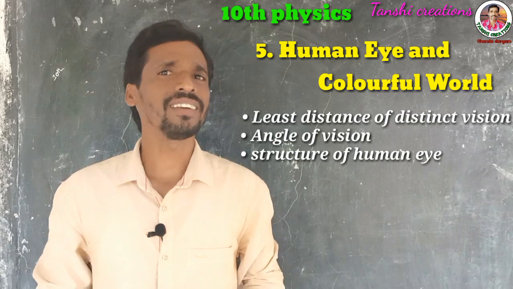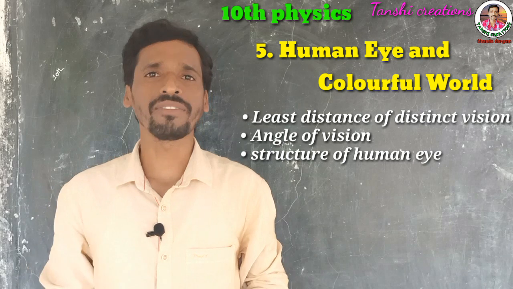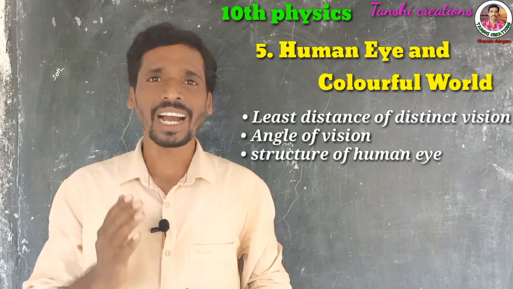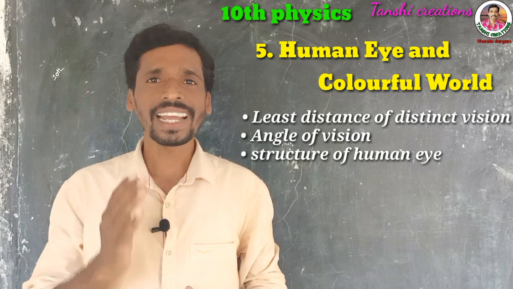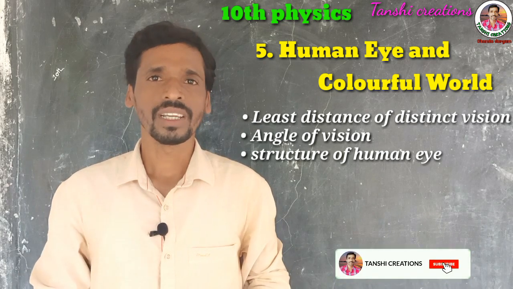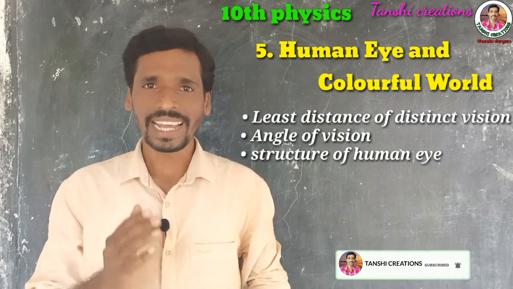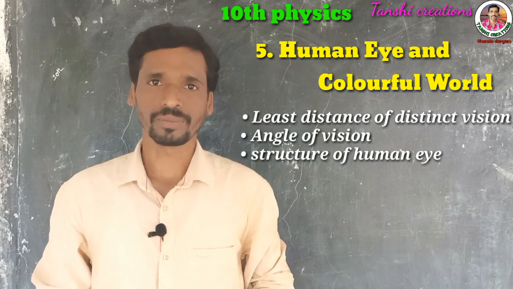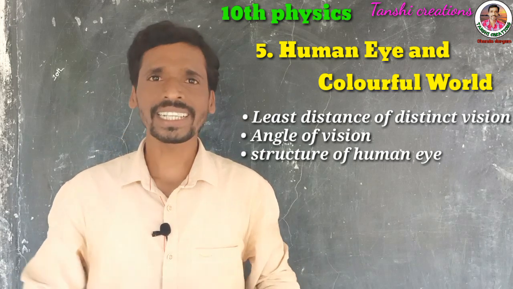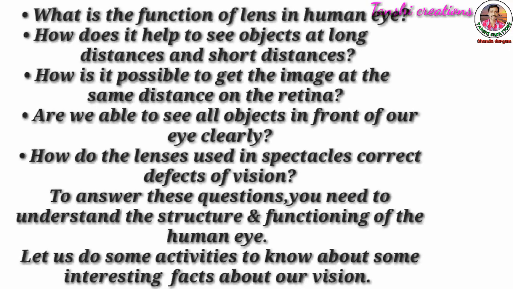The human eye functions on the principle of sensation of vision. We see objects because the light scattered from them falls on the eye. The eye has a lens in its structure. Here we have some doubts. Let us discuss what they are.